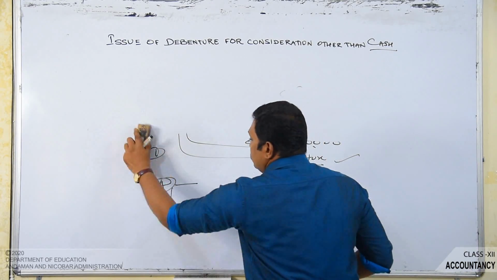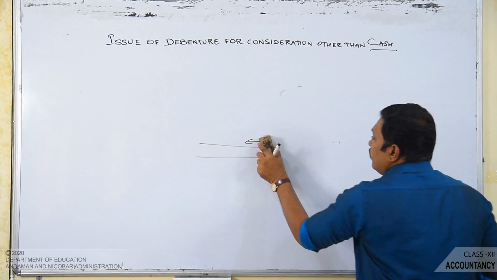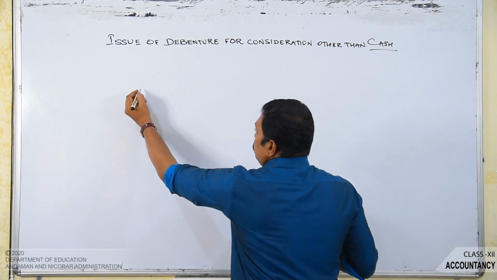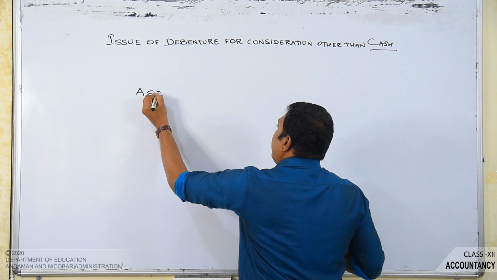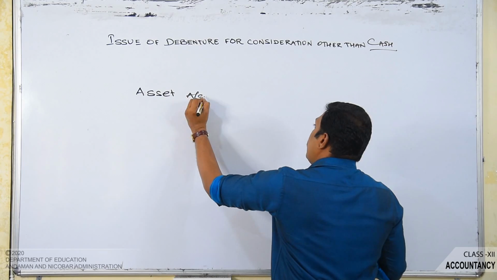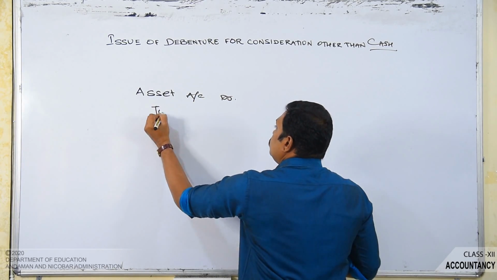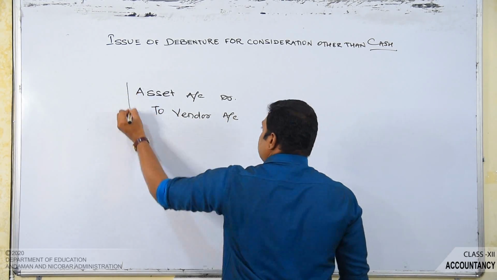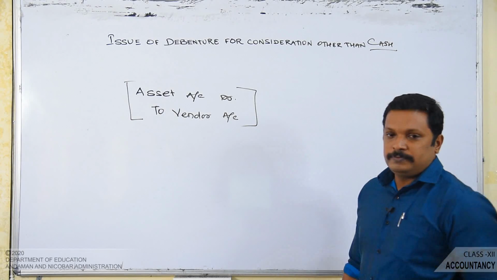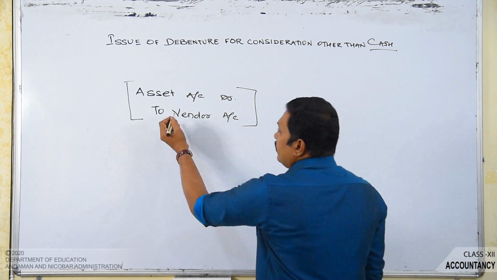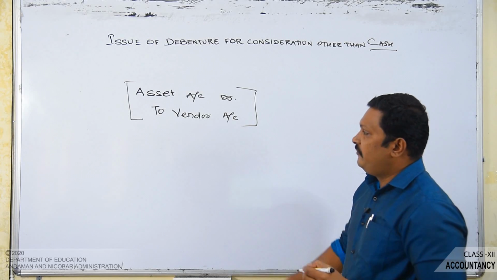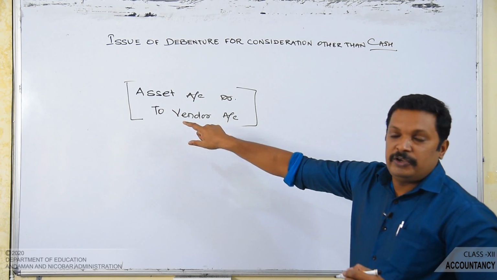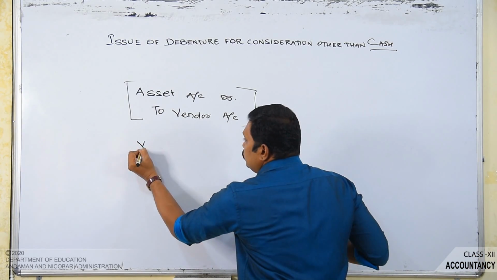When we issue debentures at the time of purchasing goods, what is the entry? Asset account debit to vendor account. Vendor means the seller. If a name is given, then we have to write the name, otherwise we write vendor. Being assets purchased from vendor. And after that, we have to issue debentures.